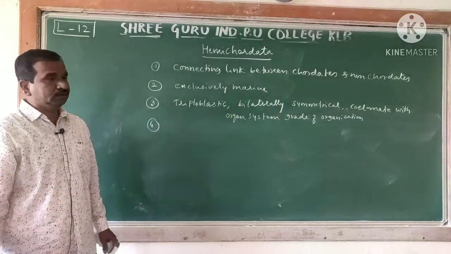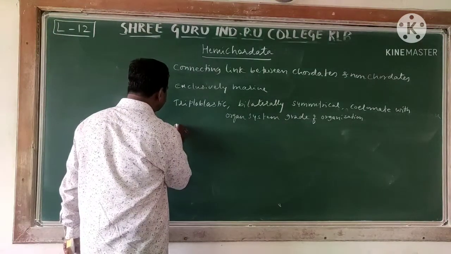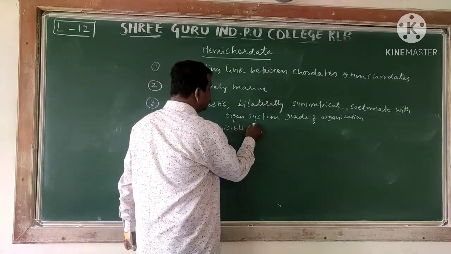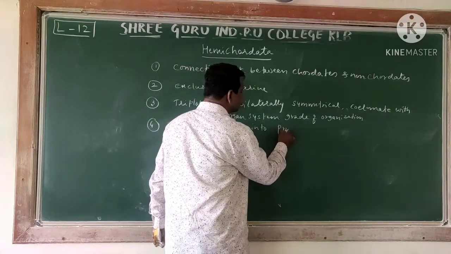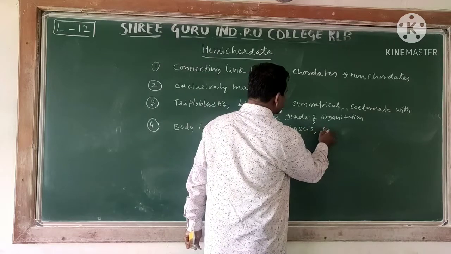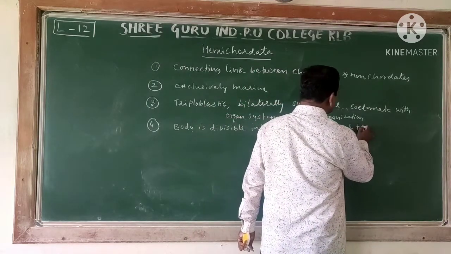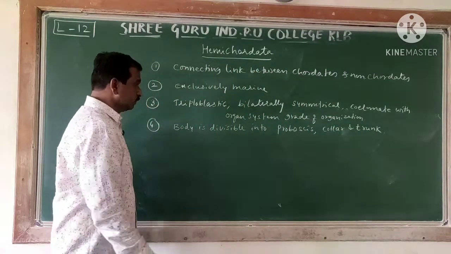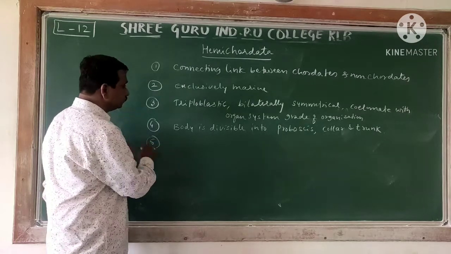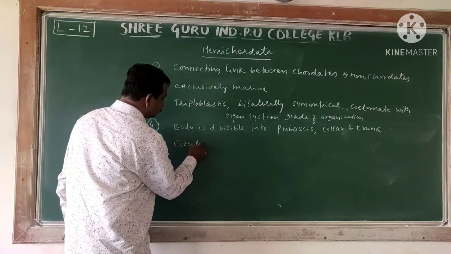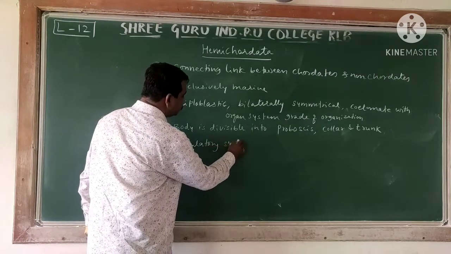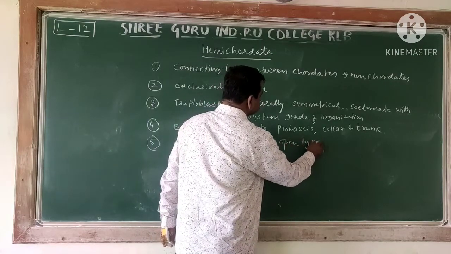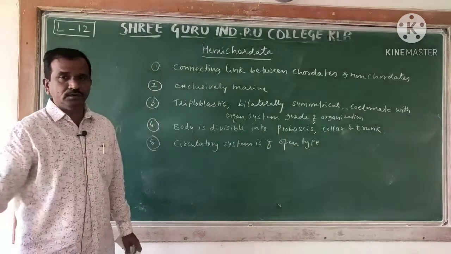Fourth one we are observing is that the body is divisible into proboscis, collar and trunk. First look at the characters, then we are going to study these things in detail. Now the fifth one: circulatory system is of open type.